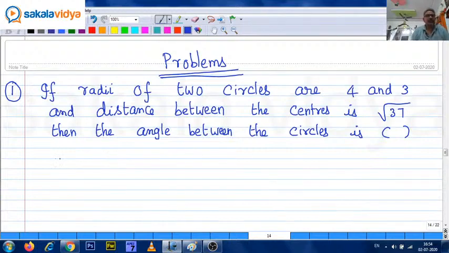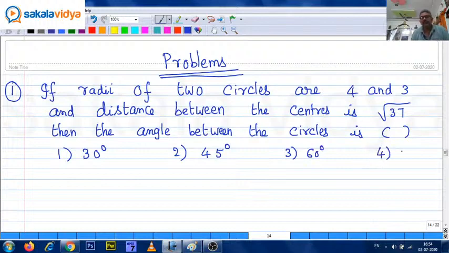First option is 30 degrees, second option is 45, third option is 60, fourth option is 90.